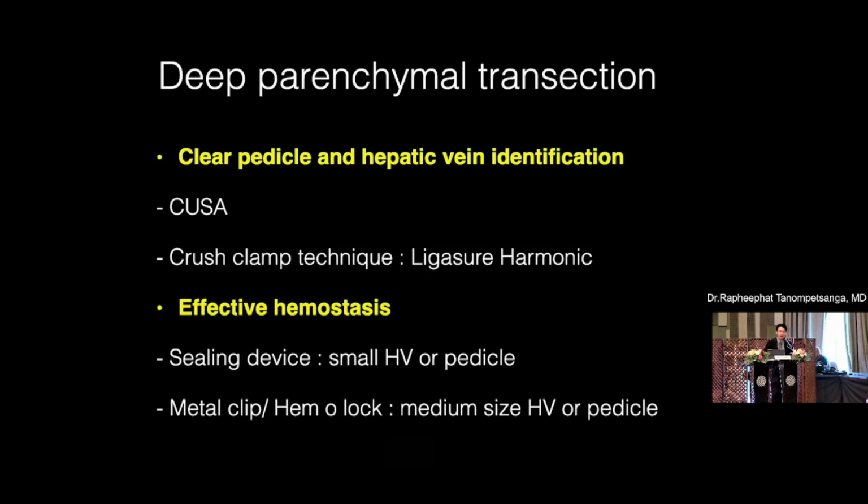And for the deep parenchymal transection, you have to see the clear pedicle and hepatic vein identification by the CUSA or the clamp-crush technique, by the ligature or harmonic. And then if you see it clearly, you make an effective hemostasis by sealing device or clip or Hem-o-lok.